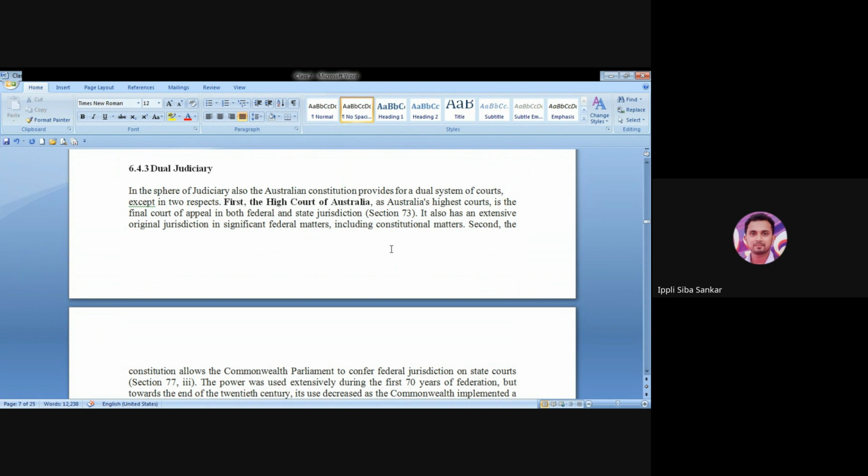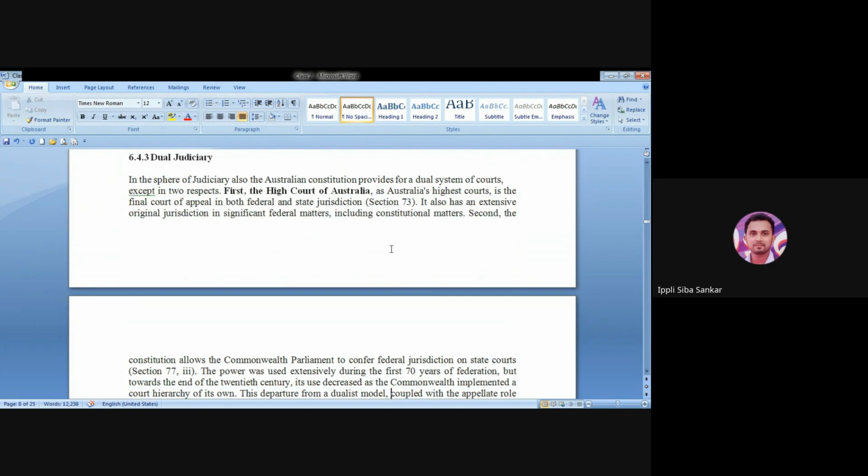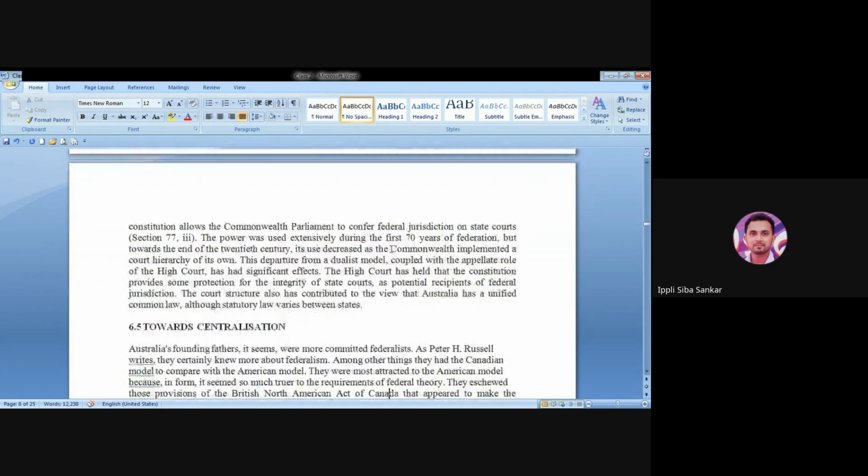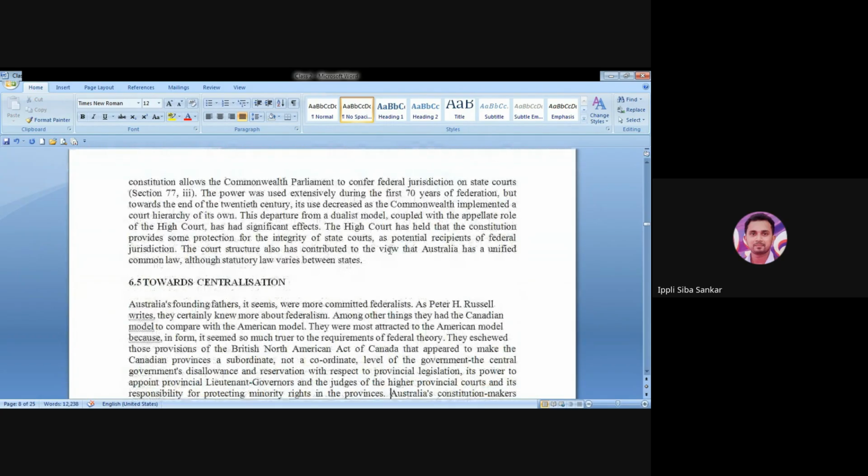The High Court of Australia, the highest court, is the final court of appeal for both the federal and the state jurisdictions. It also has extensive original jurisdiction in significant federal matters, including constitutional matters. Second, the Constitution allows the Commonwealth Parliament to confer federal jurisdiction on state courts.